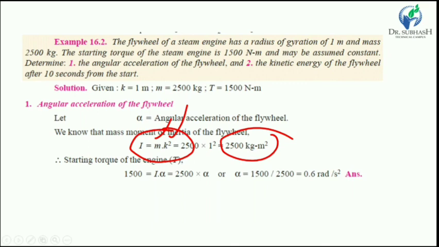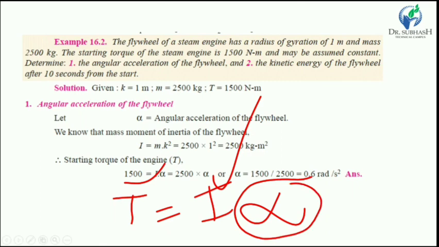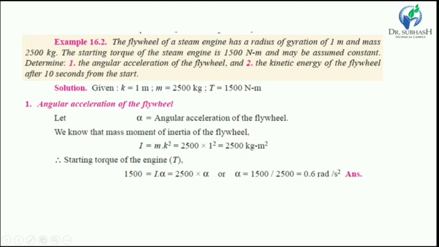So we easily find the mass moment of inertia. It's 2500 kg meter square. Okay, mass moment of inertia. And here torque is equal to I alpha. So the torque value is directly given in the data, and we already found the mass moment of inertia value. So we get the value of alpha. Finally we get alpha as 0.6 radian per second square. Okay.